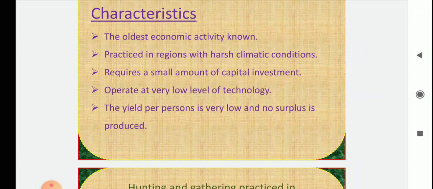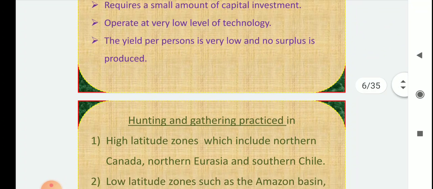So it is the oldest economic activity, and practiced in regions with harsh climate conditions, it requires a small amount of capital investment. They don't require a large amount, operate at a very low level of technology, and their yield per person is very low and no surplus is produced.